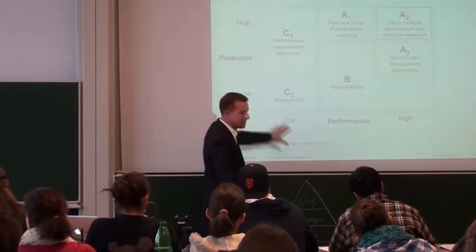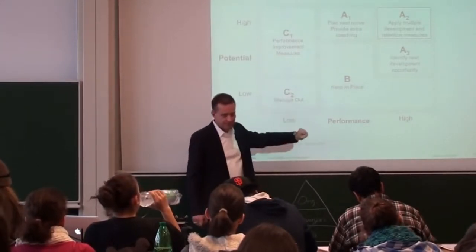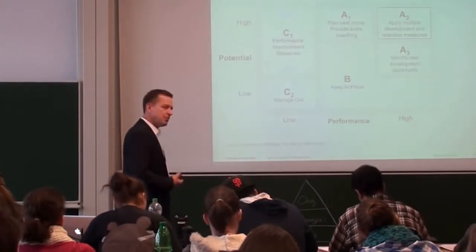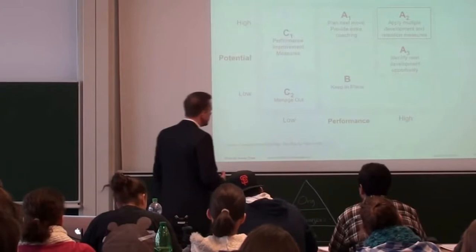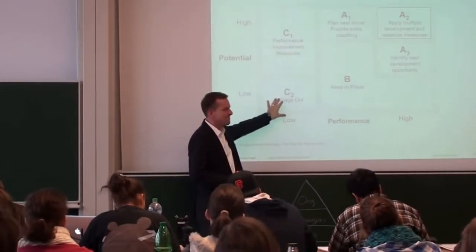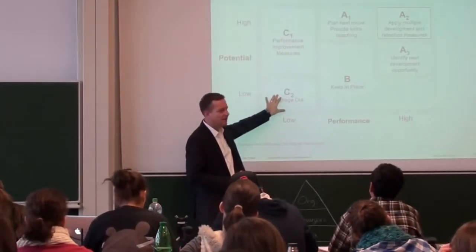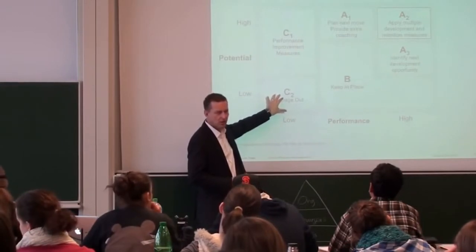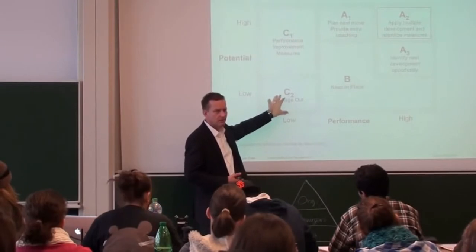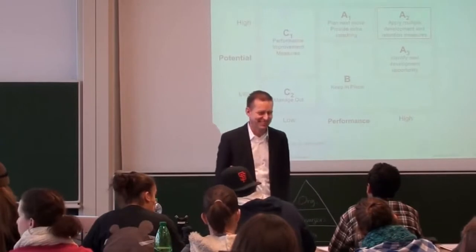A more tragic situation is this. On the left-hand bottom side, the C2s. These are people which perform low. They don't meet expectations, and at the same time you think that they can't do better. Okay, the poor guys. Tragic. Some companies say, you have to manage these people out. What does that mean, to manage out? Firing them. Yeah, I totally connect.